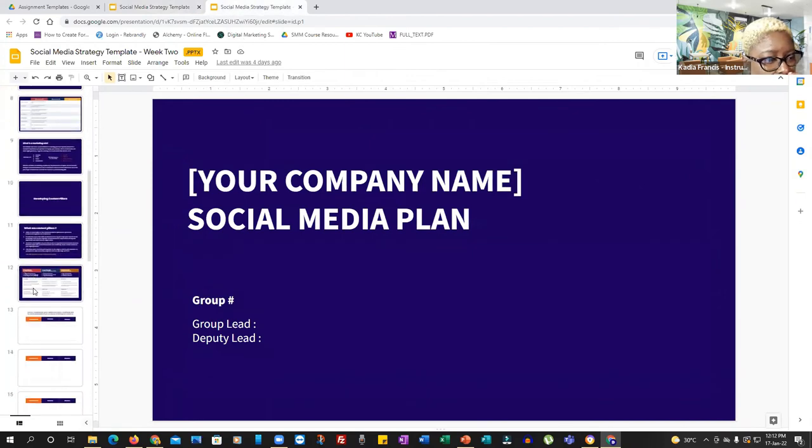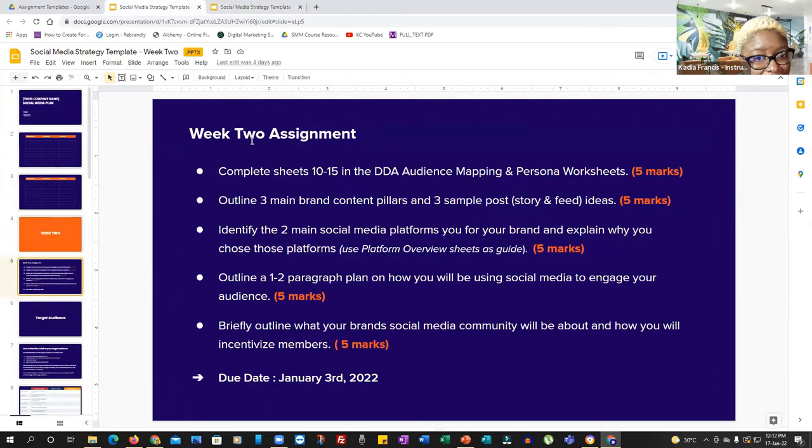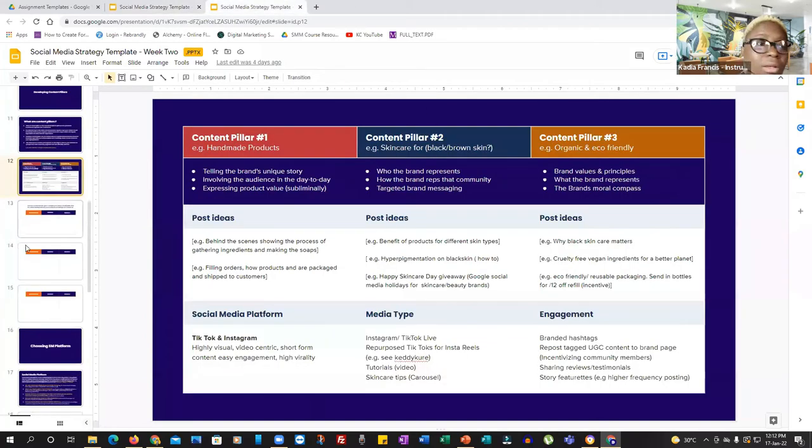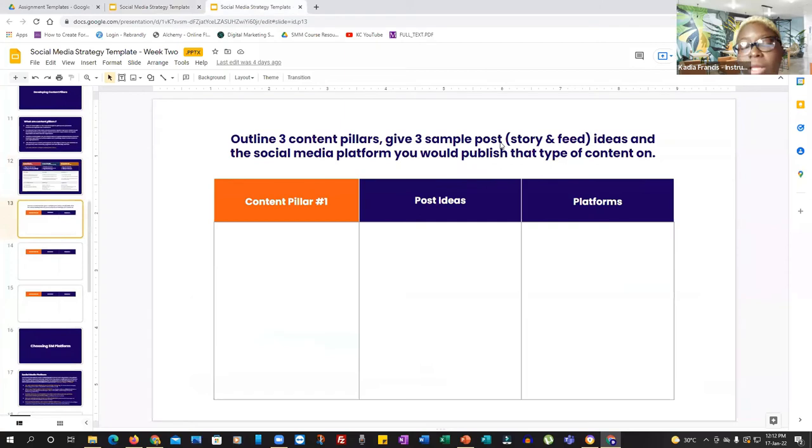Okay. So the first thing you guys were asked to do, and let me go back, the first task that you got was to outline three main brand content pillars and three sample posts. Now, I understand, having gone back and read it, that you may have thought I meant one sample post per content pillar. Although the majority of persons got what I meant, which was three sample posts per pillar. Some people didn't, and I understand that it could have been read the other way as well.